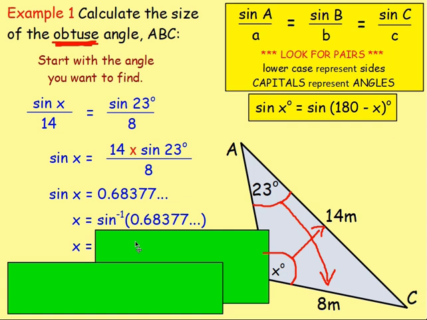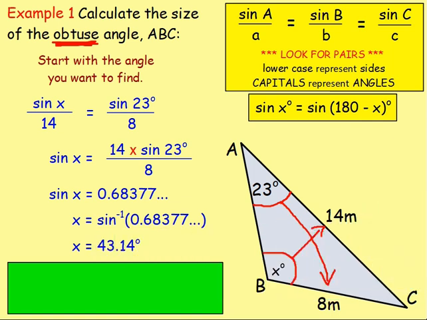Just keep that answer in the calculator. Do shift sine equals or shift sine answer equals, whichever way it works on your calculator. And you end up with 43.14 degrees.